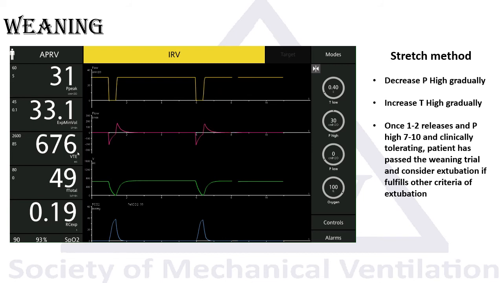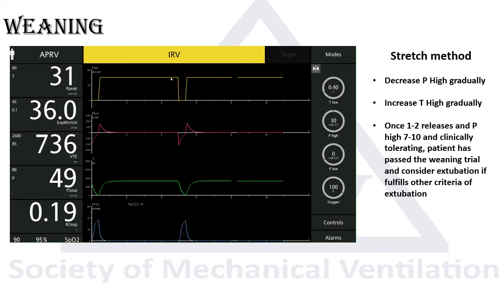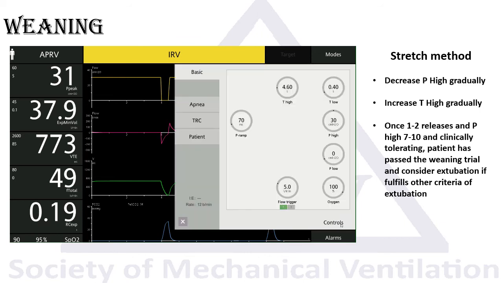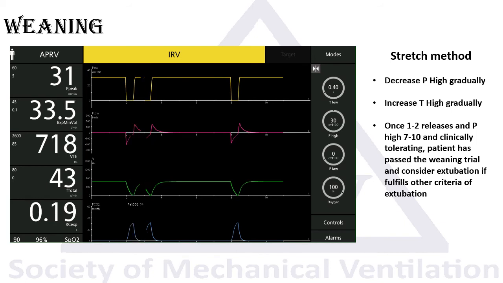So there is the way called the stretch method. Basically, you start dropping the pressure high, and at the same time prolong the T high to try to maintain a mean airway pressure. At the same time, reduce the number of releases. So if we see in this case our patient is at T high 4.6, T low of 0.4, so that gives a mandatory breath rate of 12, with a pressure high of 30, and P low of 0. So this is an ARDS patient.